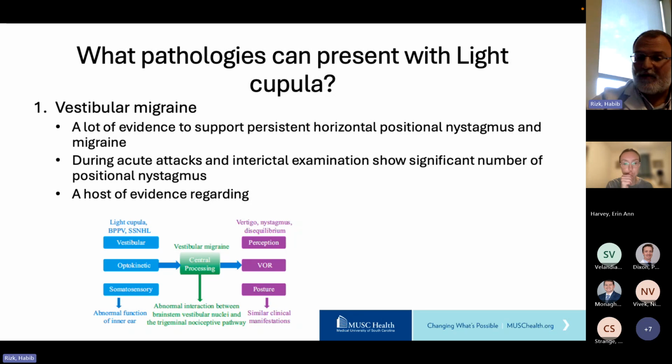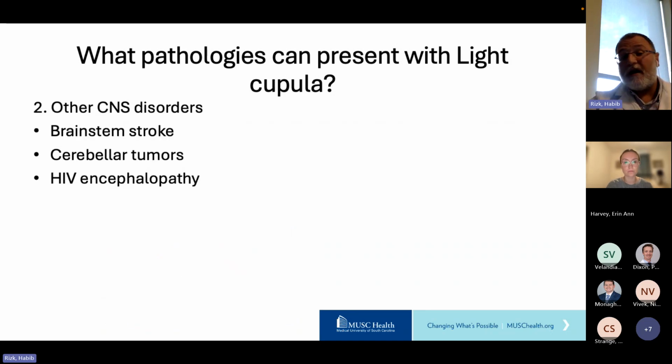We know that in vestibular migraine, there's a high interaction with the trigeminal pathways, and we know that the inner ear is primarily innervated by the trigeminal vascular system. So if you have an increased excitation of the trigeminal nociceptive pathway, that can lead to downstream metabolic effects on the inner ear that can show us those nystagmuses. Other CNS disorders that can present with light cupula include a brainstem stroke, cerebellar tumors, and HIV encephalopathy.